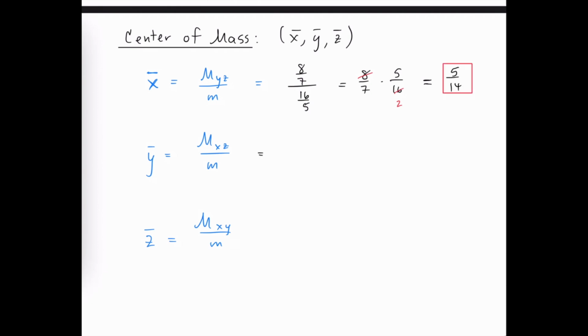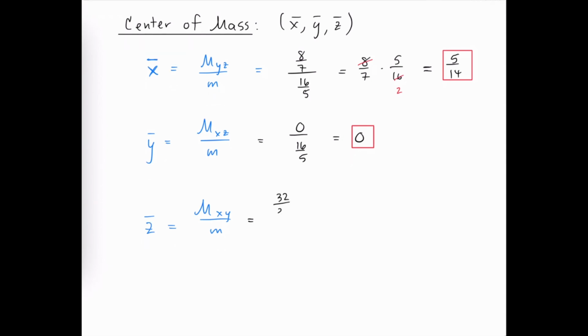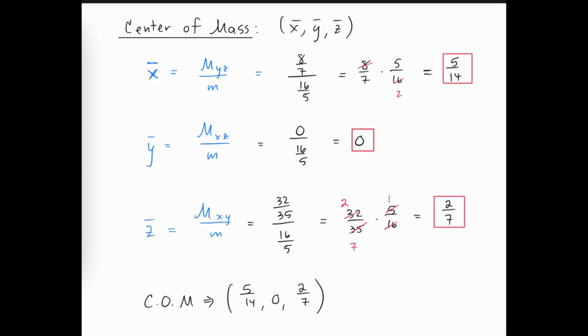The tendency to rotate about the xz plane was 0, so the y-coordinate of our center of mass is going to be 0. The tendency to rotate about the xy plane was 32/35, and so the z-coordinate of our center of mass turns out to be 2/7. And so the center of mass ordered triple is 5/14, 0, and 2/7.